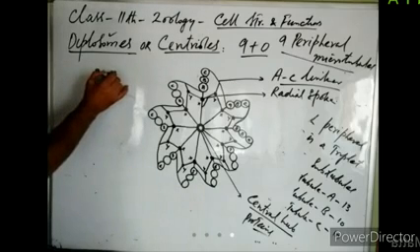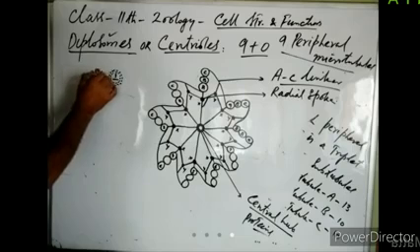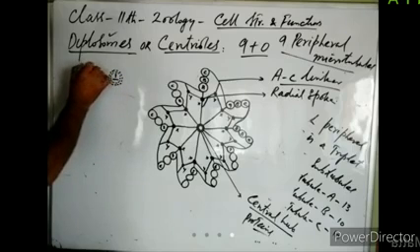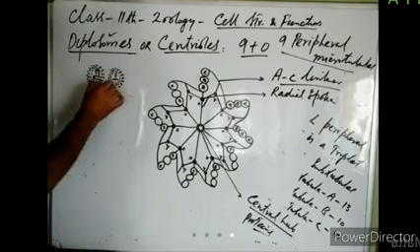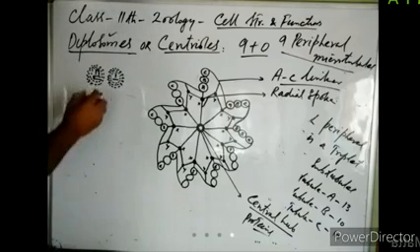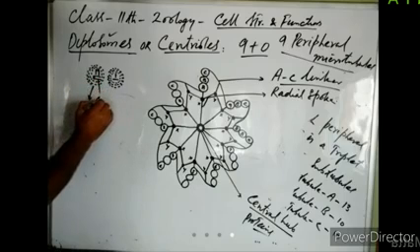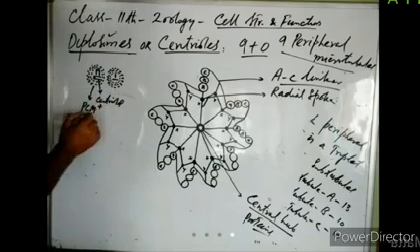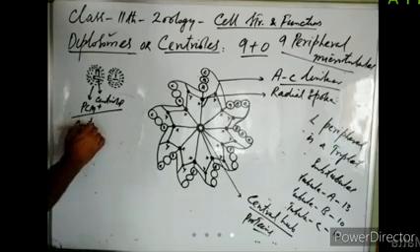And these diplosomes are surrounded by an amorphous material. This amorphous material which surrounds these diplosomes is known as pericentriolar mass, right? So this pericentriolar mass plus centrioles, what do they together form? Two centrioles plus pericentriolar mass, what do they together form? They together form the centrosome.